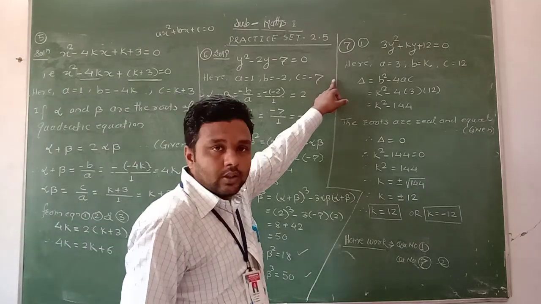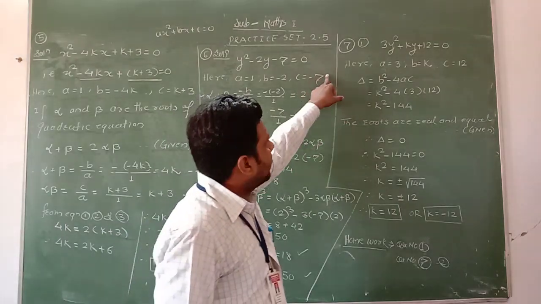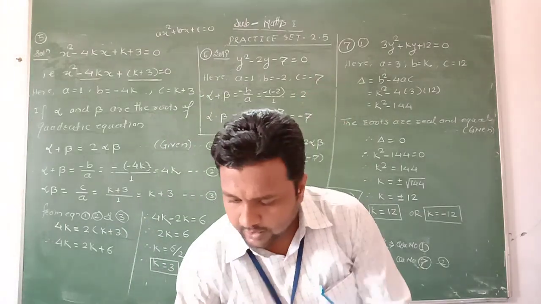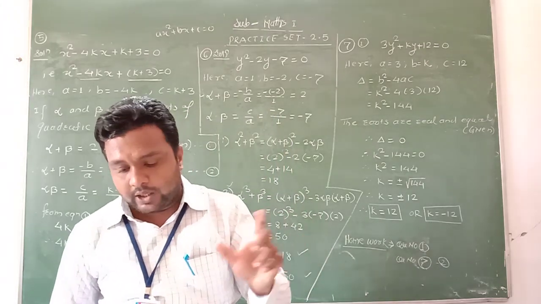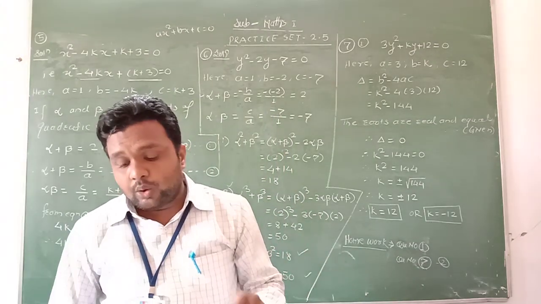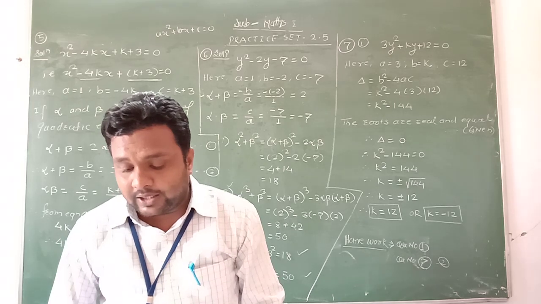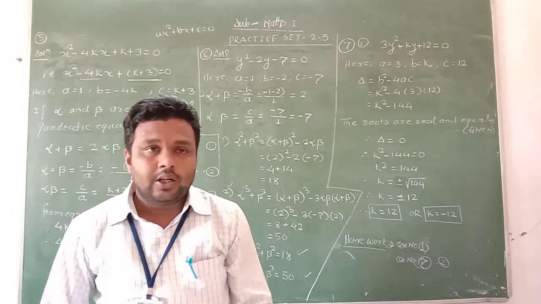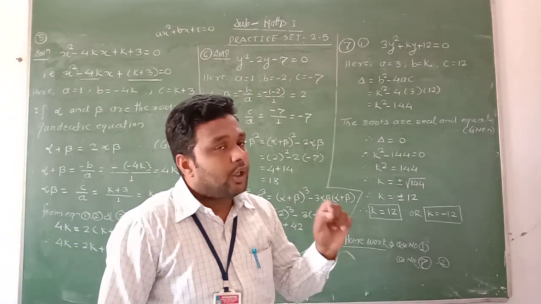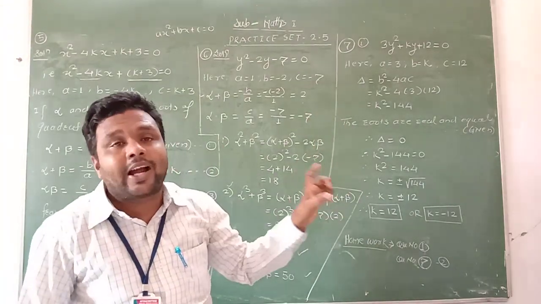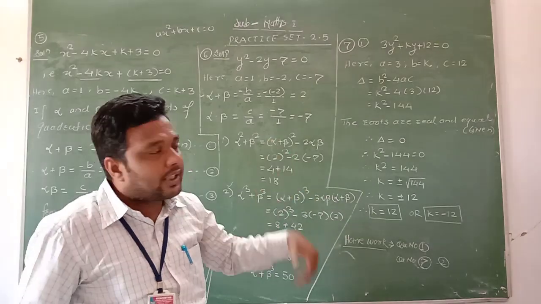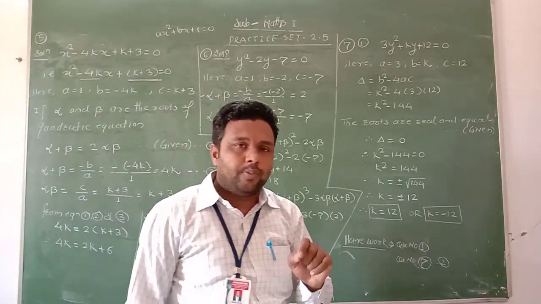Question number 7, first question. What is the question? Find out the value of k. In this question also you have to find out the value of k, if the roots of the following quadratic equations are real and equal. One condition is given, that the roots of these quadratic equations are real and equal. Using that condition, you have to find out the value of k.